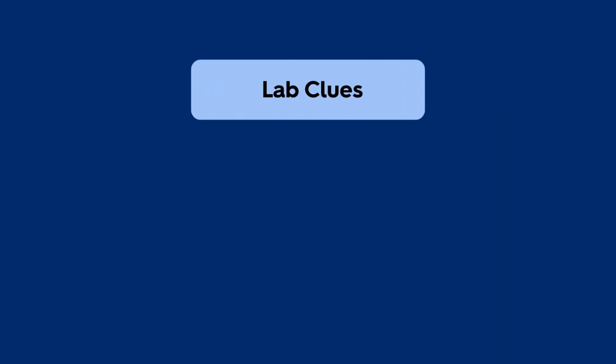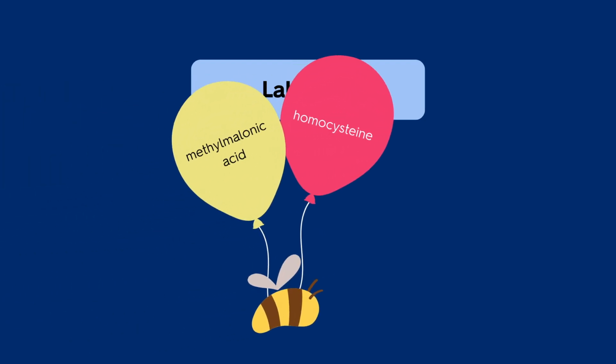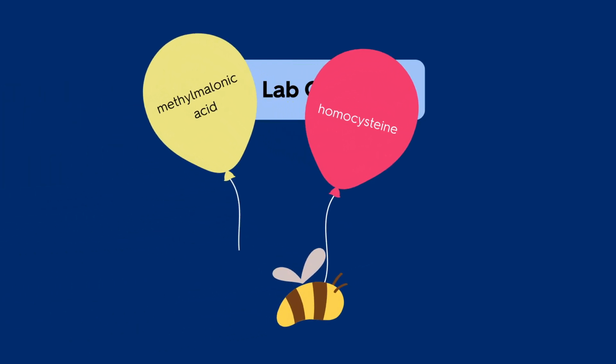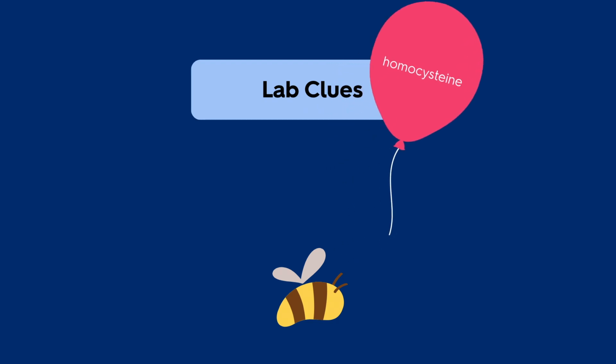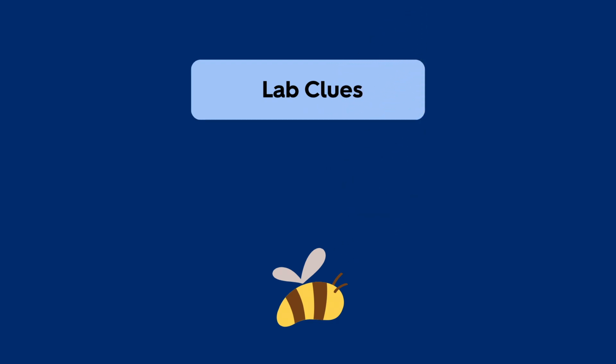Finally, add the lab clues. In vitamin B12 deficiency, methylmalonic acid can go up and homocysteine can also go up. The rising balloons help us remember that both lab clues may be elevated.